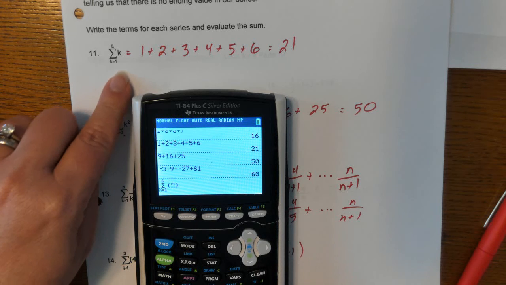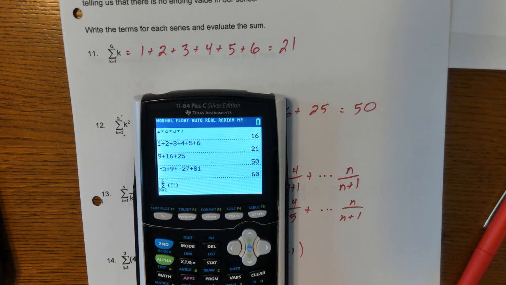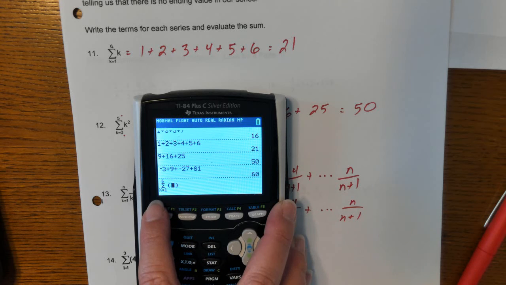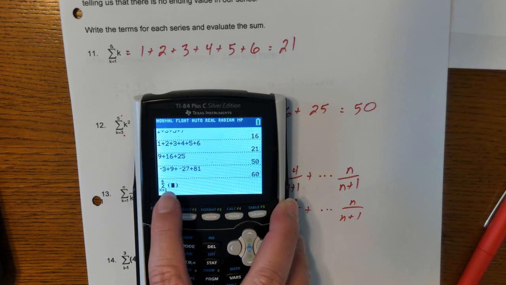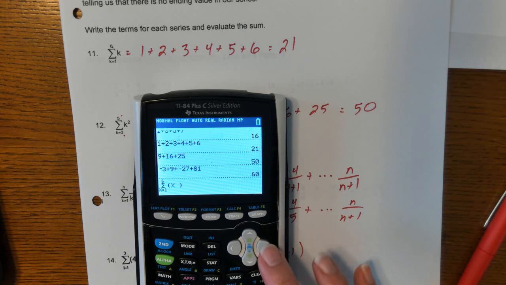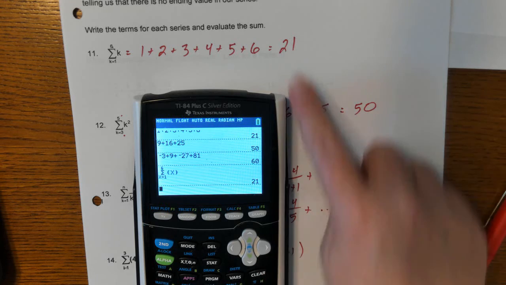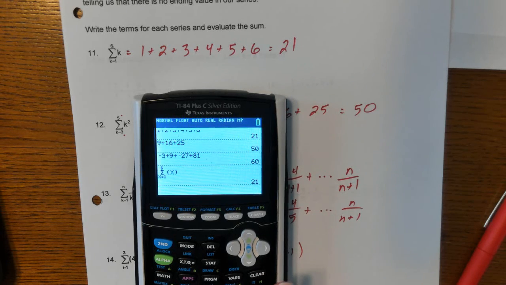And then in the parentheses, you put your general term. Make sure that since we picked x for our variable here, I need to pick x for my general term. So I just did x, and sure enough, that worked out to be 21.